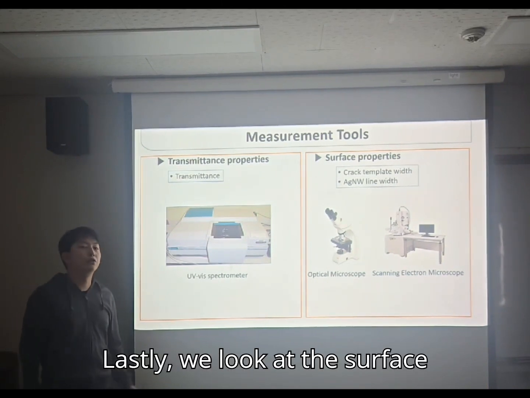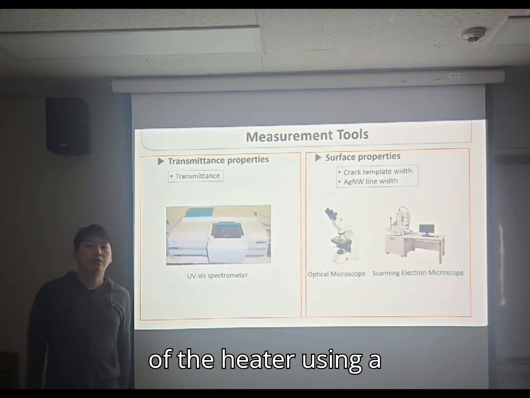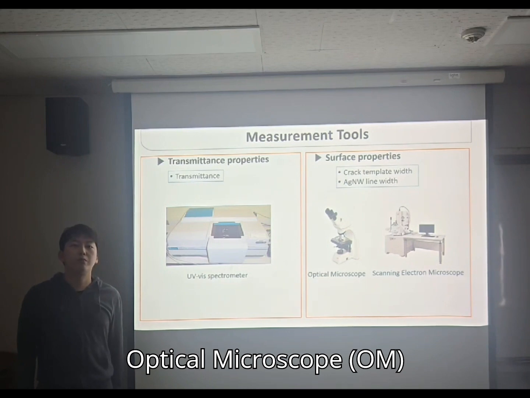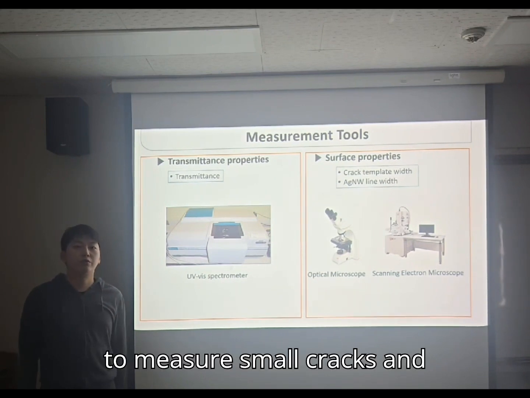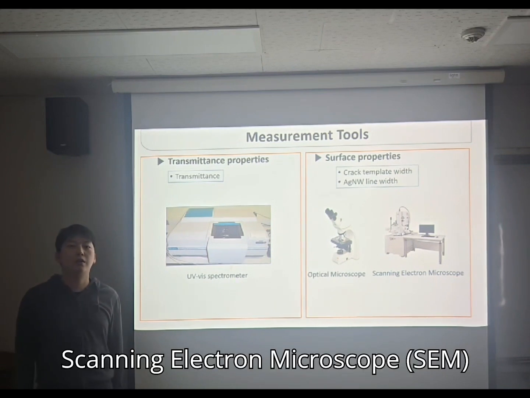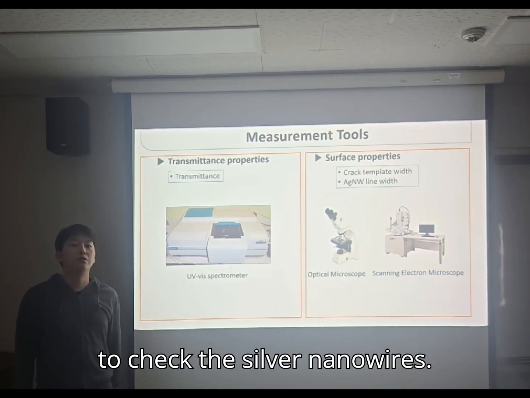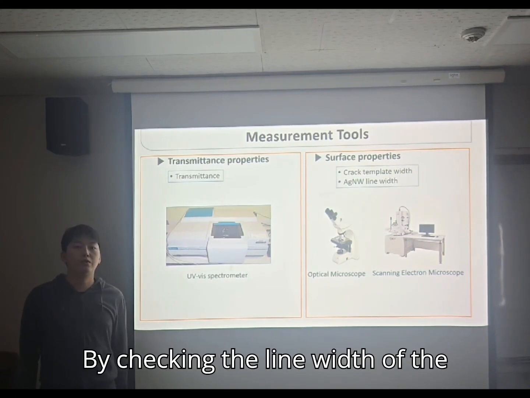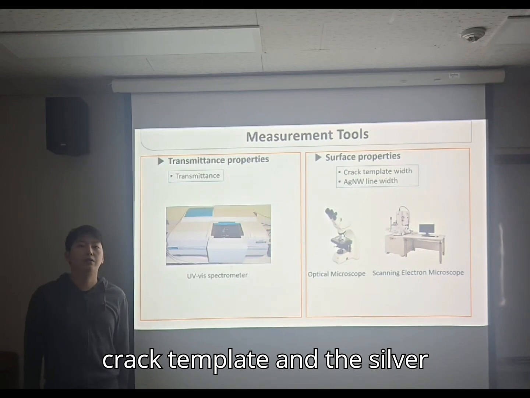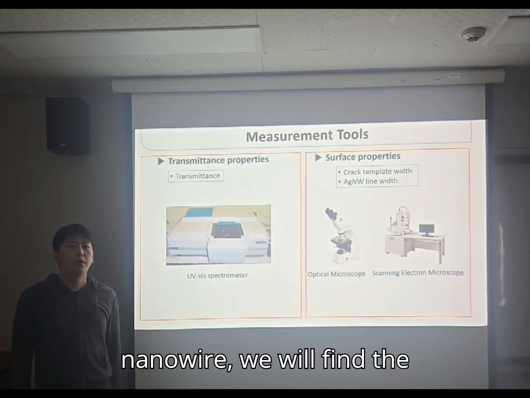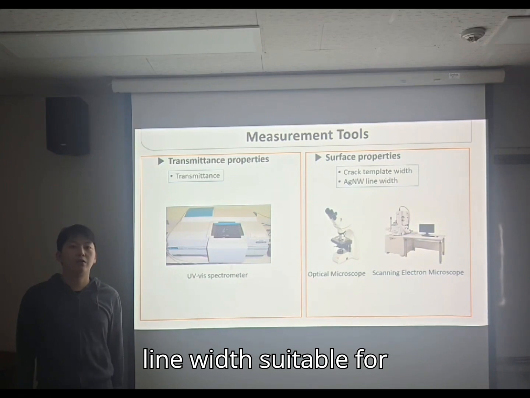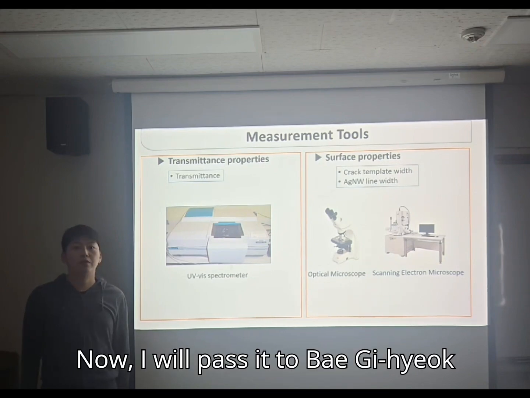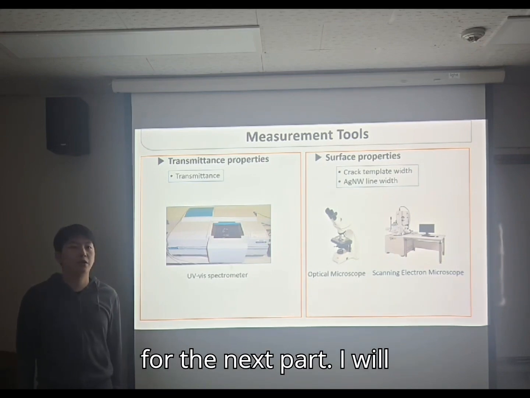Lastly, we look at the surface of the heater using a microscope. We use an optical microscope (OM) to measure small cracks and a scanning electron microscope (SEM) to check the silver nanowires. By checking the line width of the crack template and the silver nanowire, we will find the line width suitable for the heater characteristics. Now, I will pass it to Miguel for the next part.